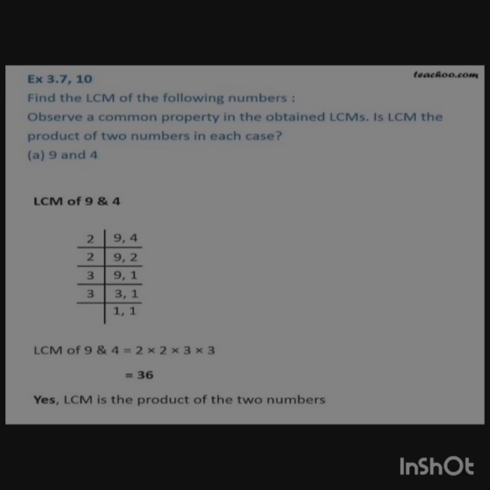So we have that the LCM of 9 and 4 is found by multiplying out the divisors of these numbers. So we have 2 times 2 times 3 times 3. 2 times 2 is 4. 4 times 3 is 12. 3 times 12 is 36. So the lowest common multiple of these two numbers is 36.